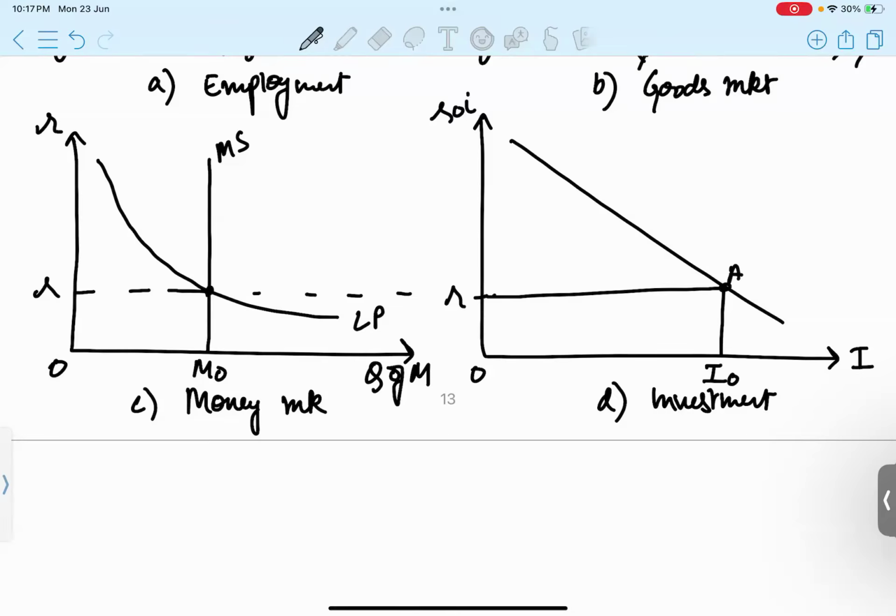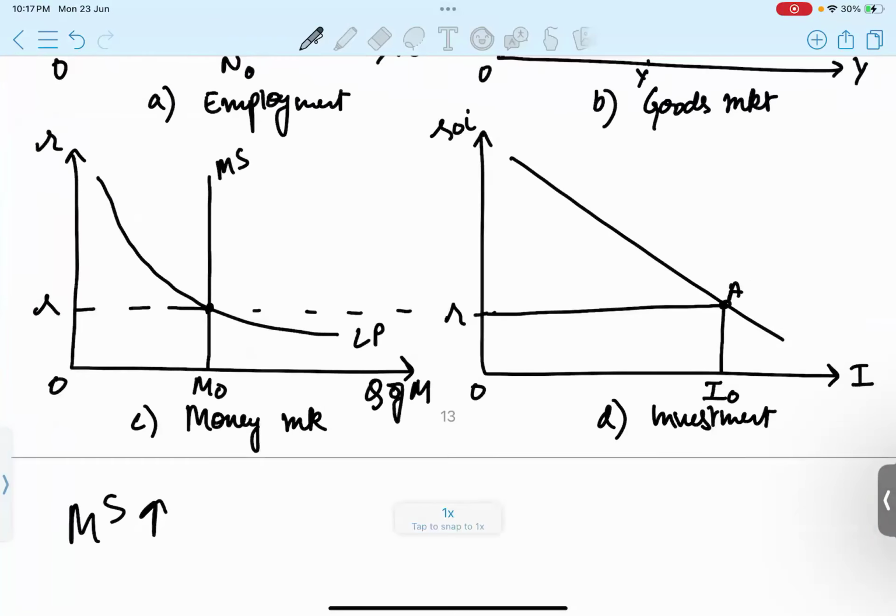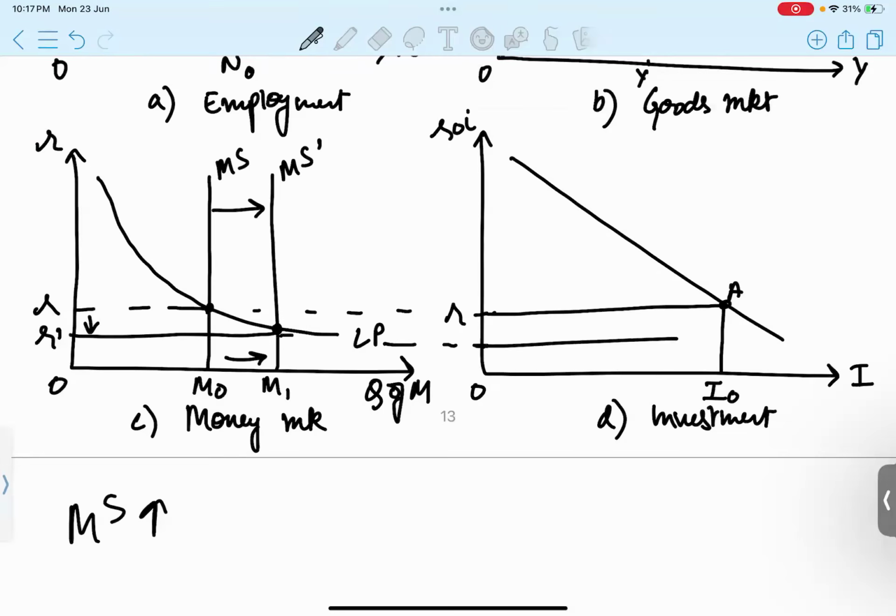Now if we assume that money supply is increasing in the economy, how would these positions be changing? So we'll start from the money market. Money supply increases, the money supply curve will shift towards the right. We will see a fall in the rate of interest. When the rate of interest falls, here in panel D, we will see if the rate of interest is falling to this level, investment increases in the economy.